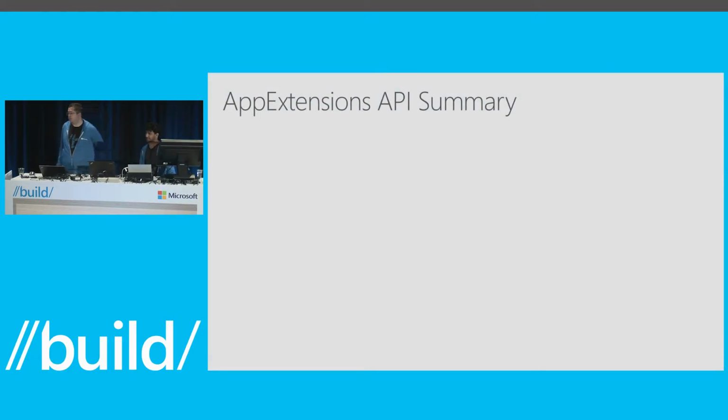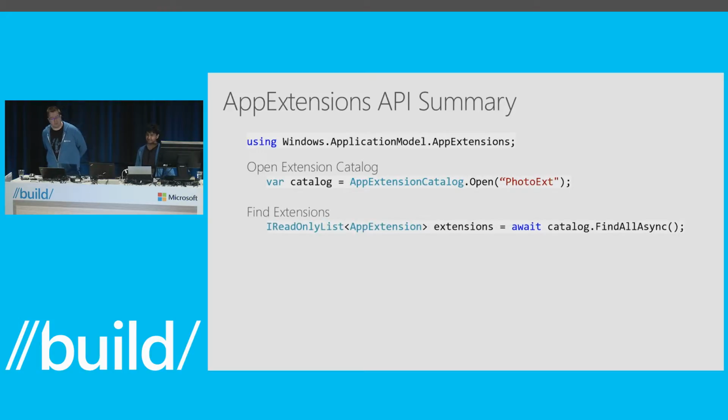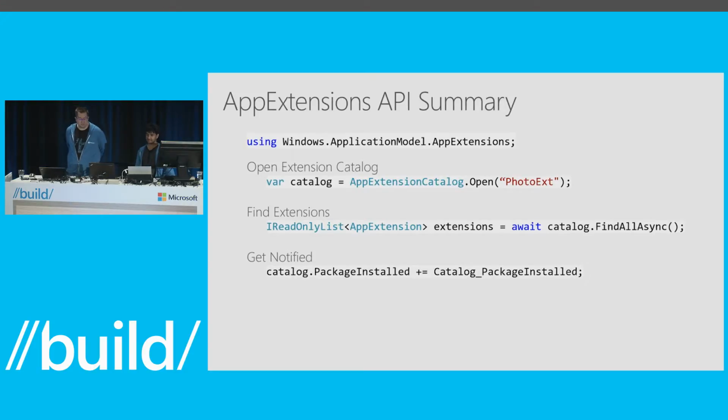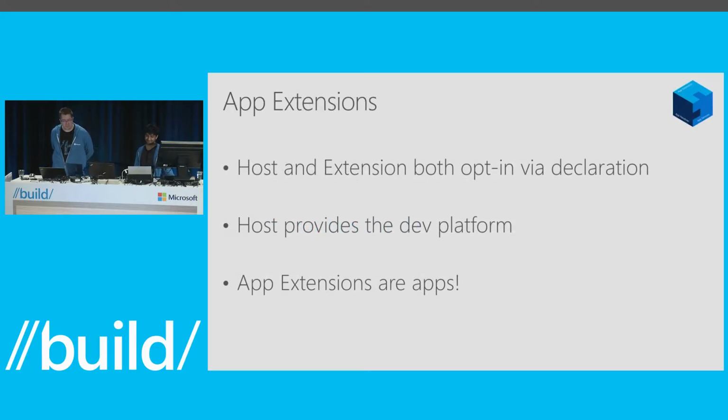So let's go through a quick summary of our extension API we just showed. We start with the Windows Application Model App Extensions namespace, if you're going to build an extension platform. And then you open the catalog for the extension name that you chose. And you find all the extensions with find all async. You get notified whenever there's additional packages that come and go from the system that have extensions for you. And you can load content using get public folder async. Pretty straightforward. Great little review slide if you decide you want to go back to your room right after this and then go and immediately implement extensions.